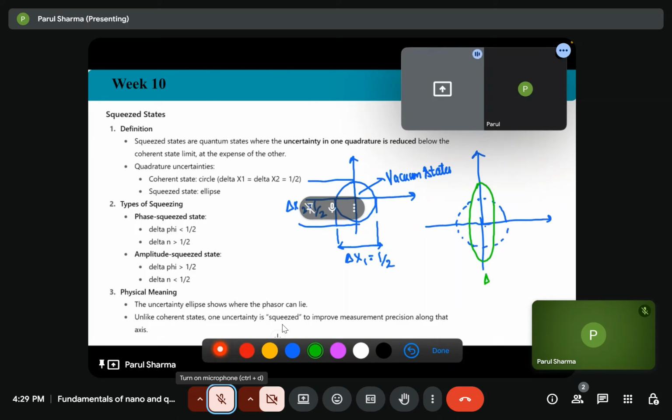Here now delta x1 is lesser than 1 by 2, and delta x2 is greater than 1 by 2. So you can see along x2 the uncertainty is increased, and along x1 the uncertainty is decreased. So it's not the case that the region of uncertainty will always be a circle.